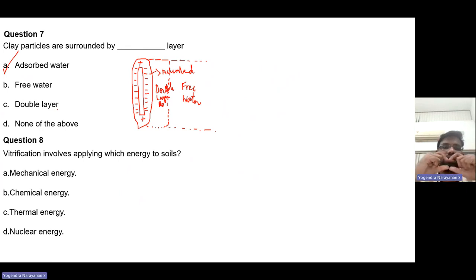These clays are held together by a little bit of moisture, which is still present between the clay minerals. When this clay mass is subjected to very high temperatures, it hardens, which is known as vitrification. So this vitrification is a result of imparting thermal energy to the soils.